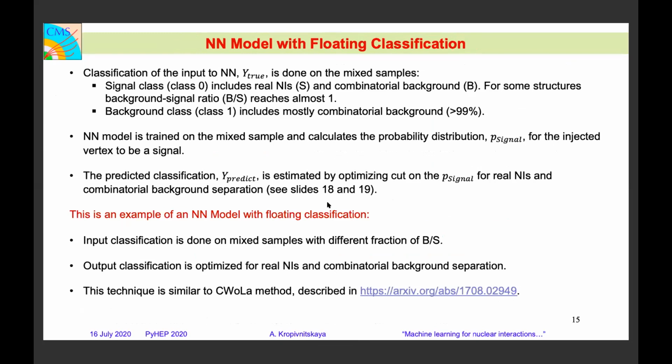So you see, this classification is changing. That's why I call it floating classification. In the beginning it has one meaning, and in the output it has another meaning. Yeah, I was just asking for the definition of signal, because it can vary for an analysis like this. The real definition of the signal is a real nuclear interaction, which is an interaction with the material.